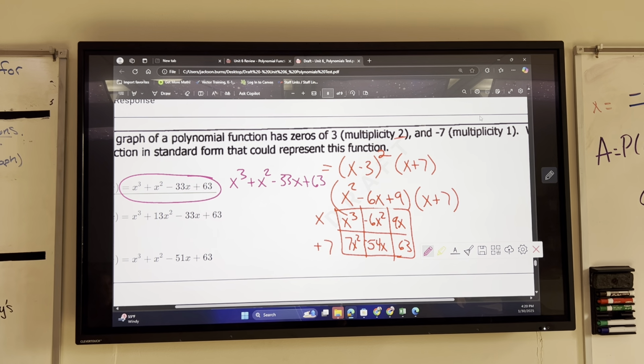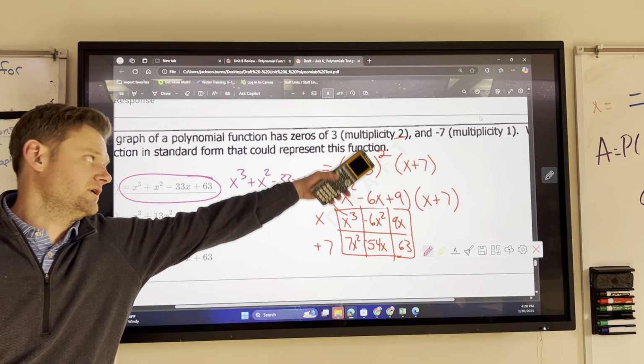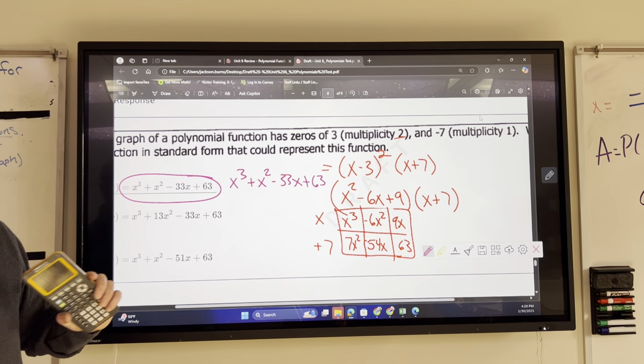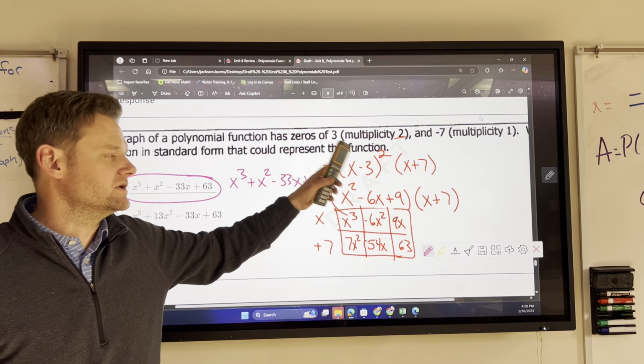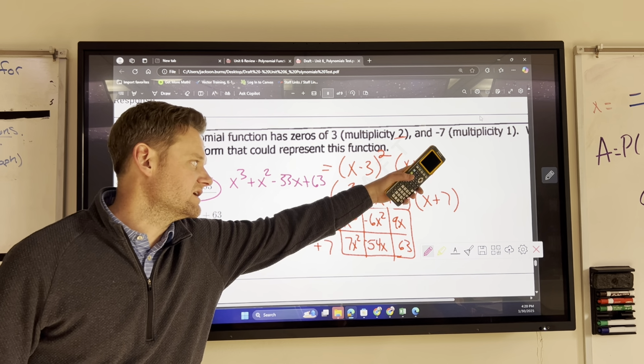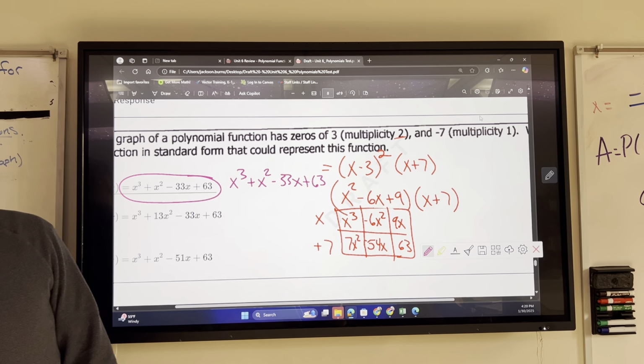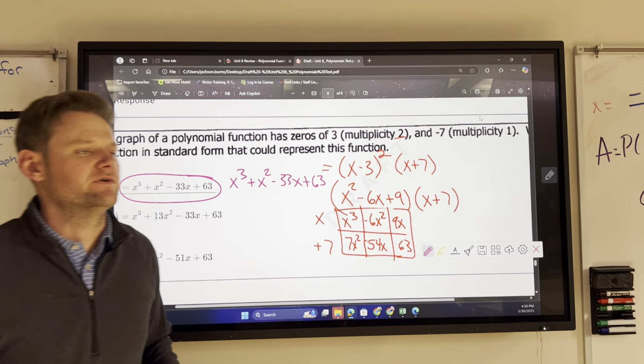All right. So the hardest part was making sure you got your multiplicity right, making sure you got your signs right. If the zero is 3, it's x minus 3. If it's negative 7, it's x plus 7. Multiplicity means how many you have of them.